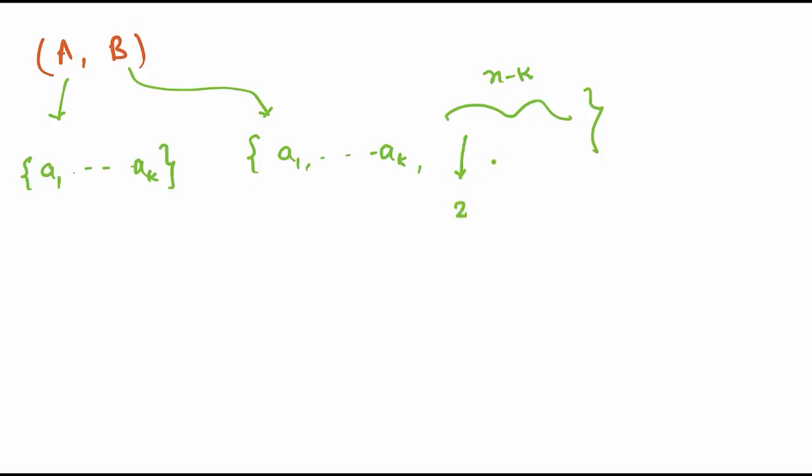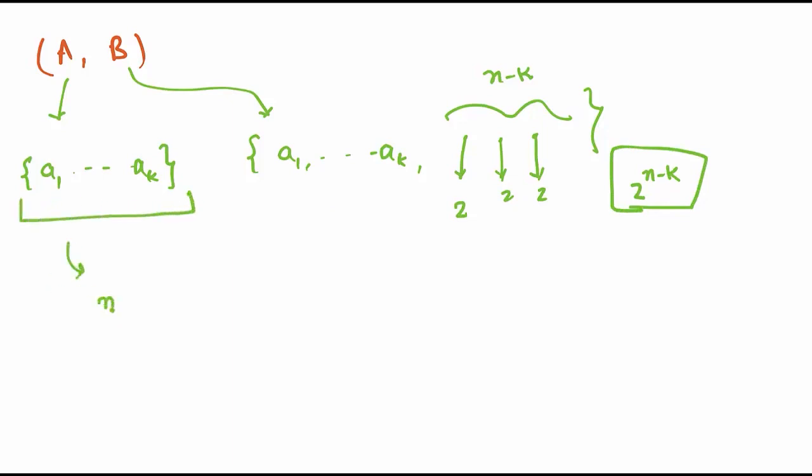So for every element I have two choices, right? Either I can include it in B or I can exclude it from B, right? So I have 2 power n minus k choices for B if A is having these many elements. And similarly, I have nCk choices for A, right? nCk choices for A if A is having k elements. So if cardinality of A is k, then I have nCk choices for A, and for every choice I have 2 power n minus k choices for B, right?